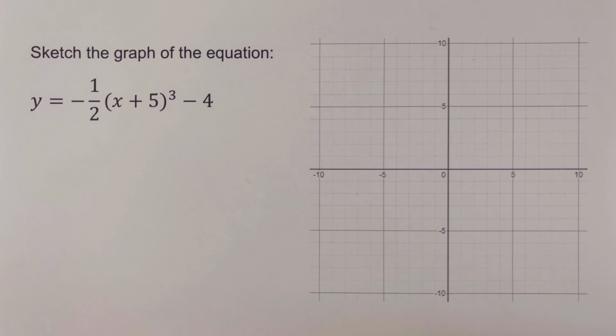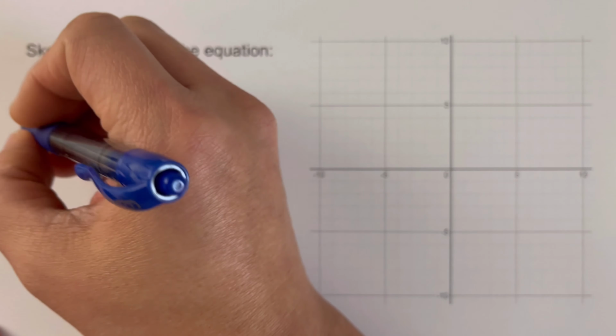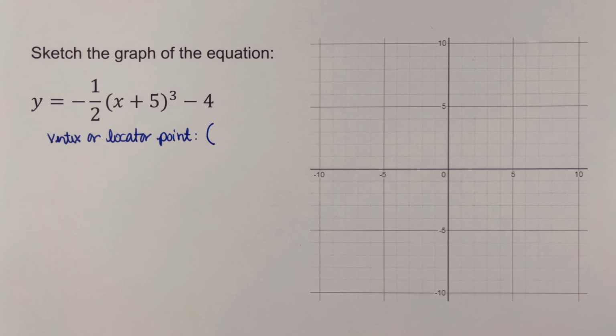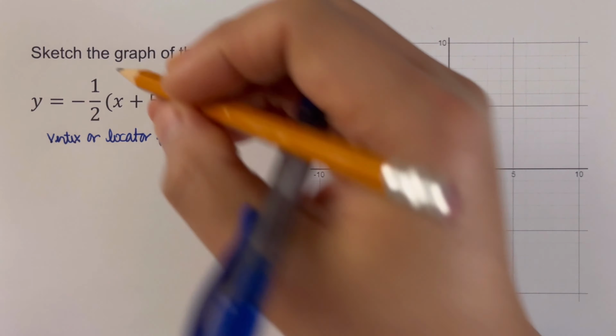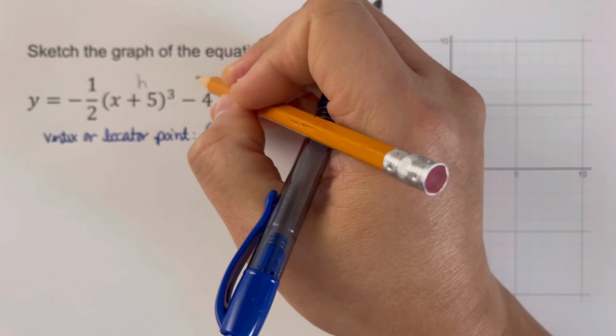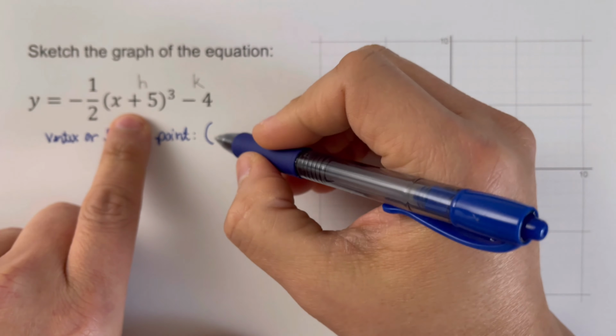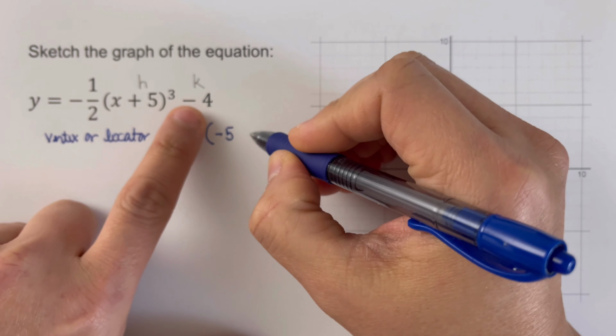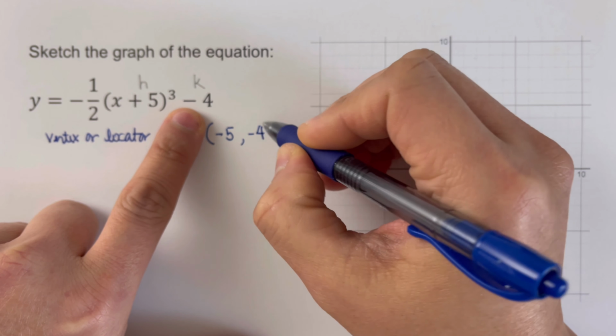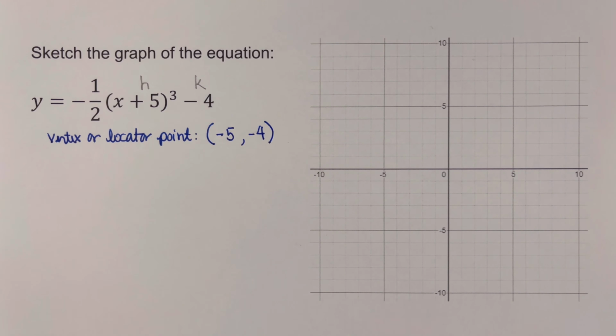Okay, so we go over the problem here. Again, the first step is to determine the vertex or the locator point. I'm going to go ahead and write that down here. We remember that the coordinate of the vertex is HK. This is our H, this is our K. To determine the coordinate, we switch. So this comes out negative 5 and keep, that would be negative 4. So this is where our vertex is going to sit.